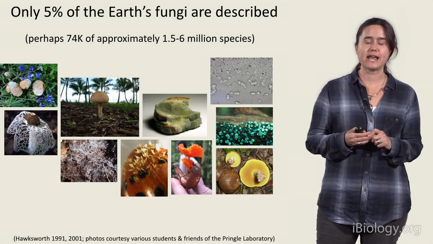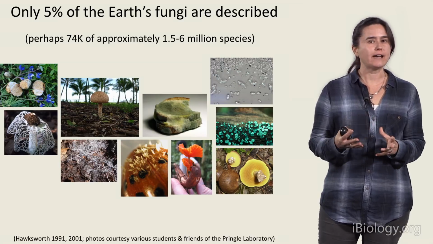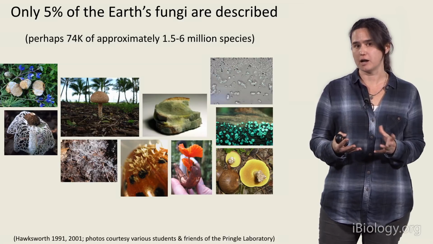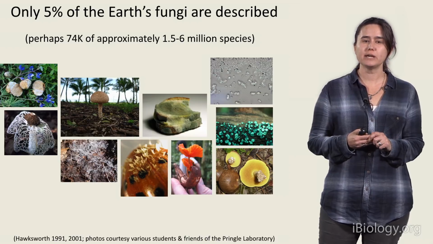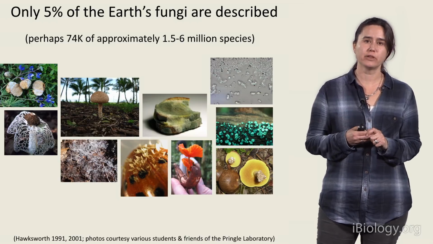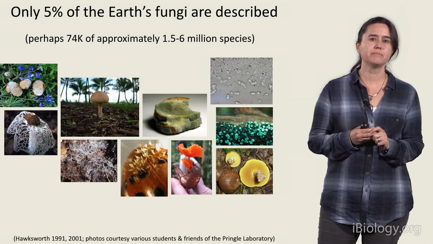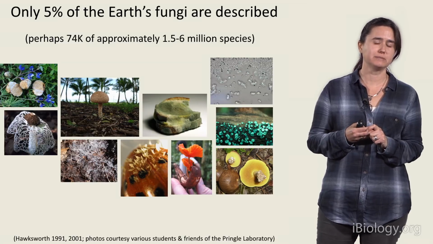We think that we have names for something like 5% of the fungi that are on our planet. So we have perhaps 74,000 names, but we think something between 1.5 and 6 million species exist.